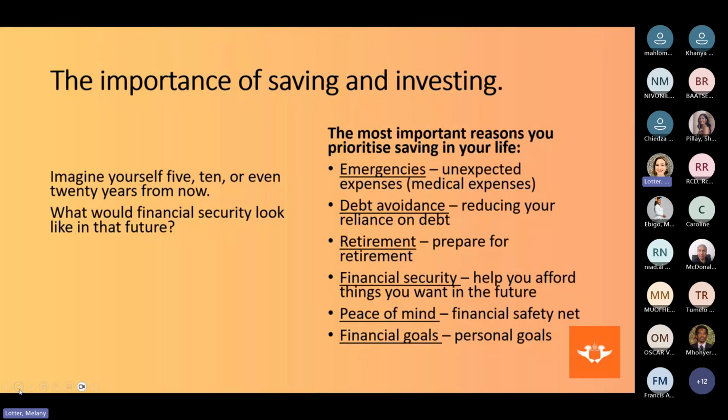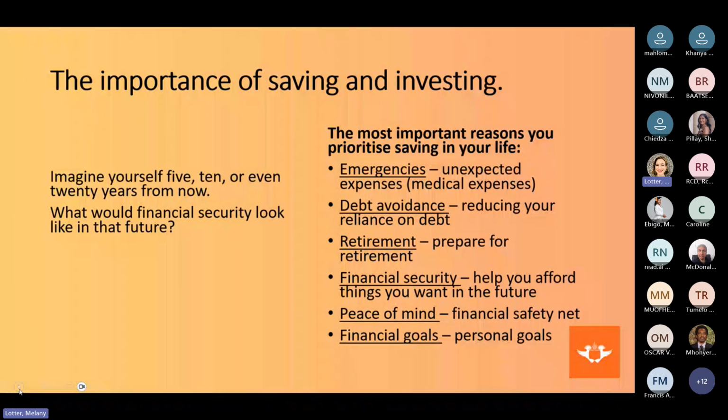So why are we saving? You can put your answer in the chat box or write it on a piece of paper. You are all at varsity, so you have goals for yourself in the future. Where do you see yourself in 5, 10, or 20 years? What would your financial security look like in the future? Where do you see yourself? And maybe not where you want to see yourself; maybe that's the correct question.